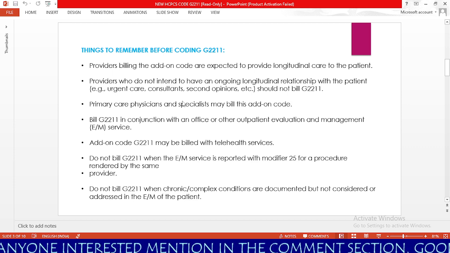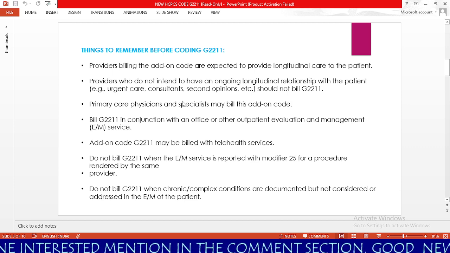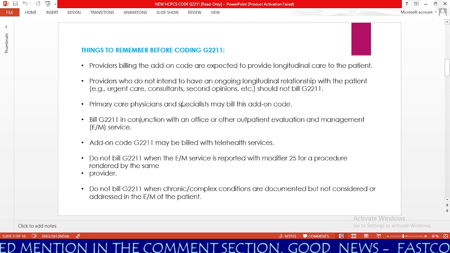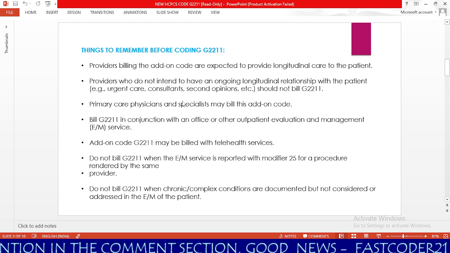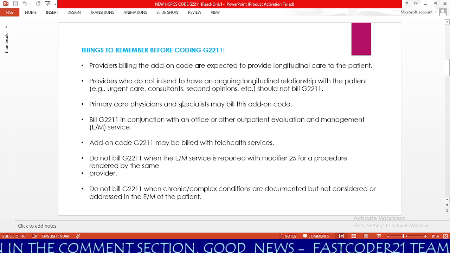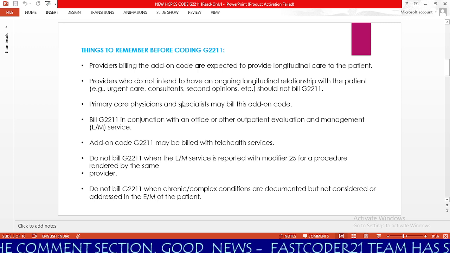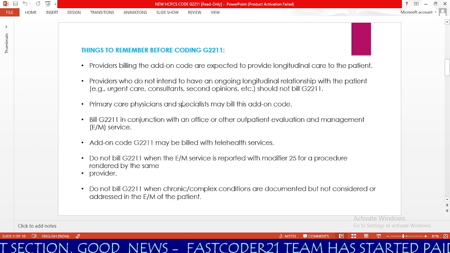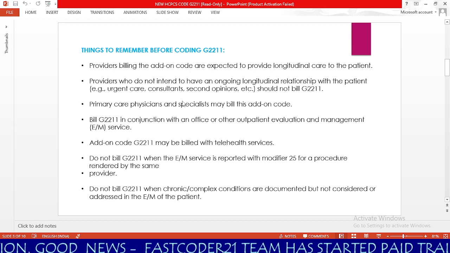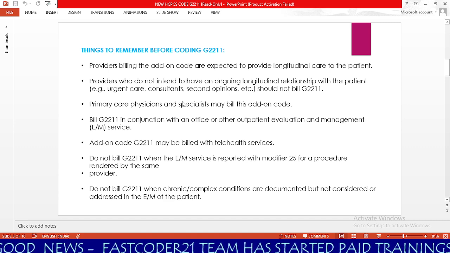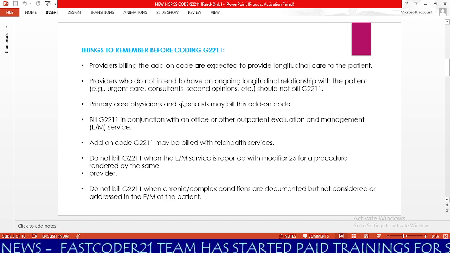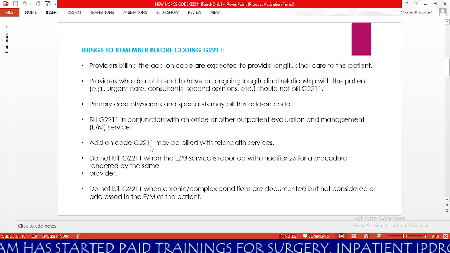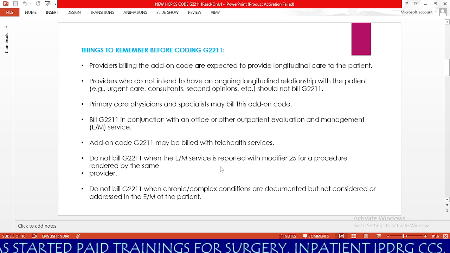Next, primary care physicians and specialists may bill this add-on code. PCPs and any type of specialists can use G2211, and also bill G2211 in conjunction with an office or other outpatient evaluation and management service. As we have discussed previously, we can use this code for 99202 to 99215. We can use G2211 along with telehealth services.